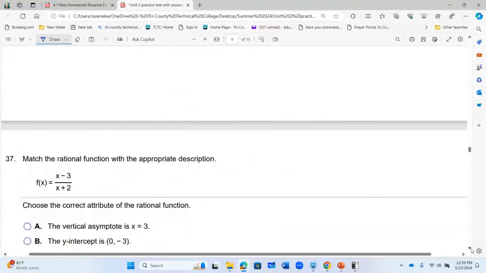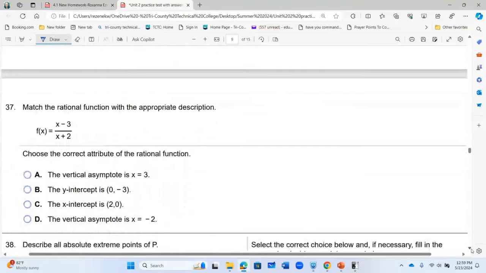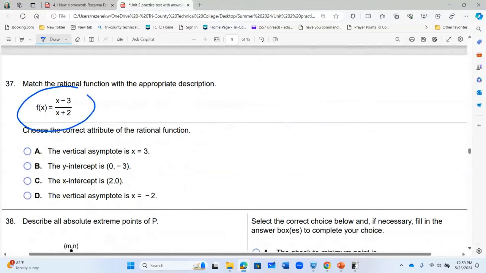Okay. Match the rational function. We haven't done this one, so I want to make sure we do it. Match the rational function with the appropriate description. Choose the correct attribute. Okay, the question will be here, find the vertical asymptote. So you will say that this has a vertical asymptote. Anytime you're told to find the vertical asymptote, you must say, in fact, you may not be told to find a vertical asymptote. You can also be told to find the domain in number 37.